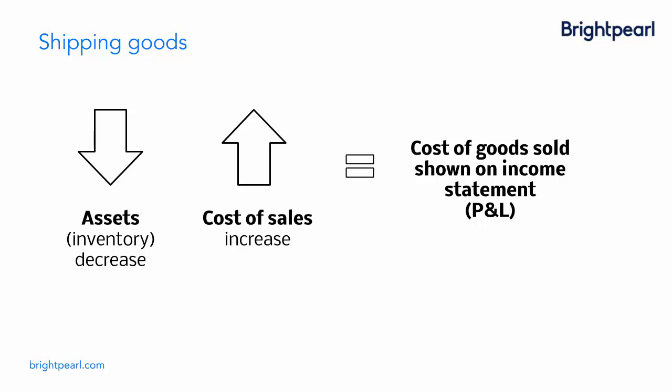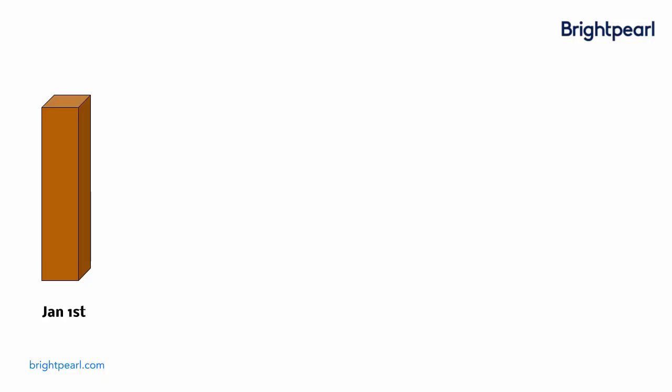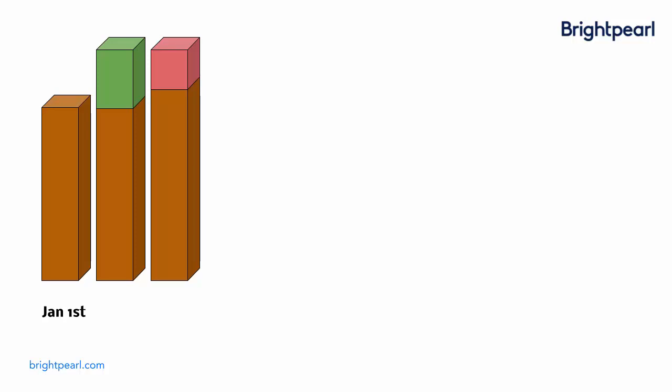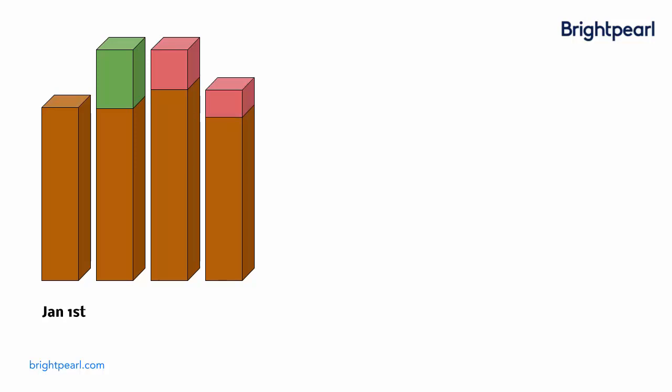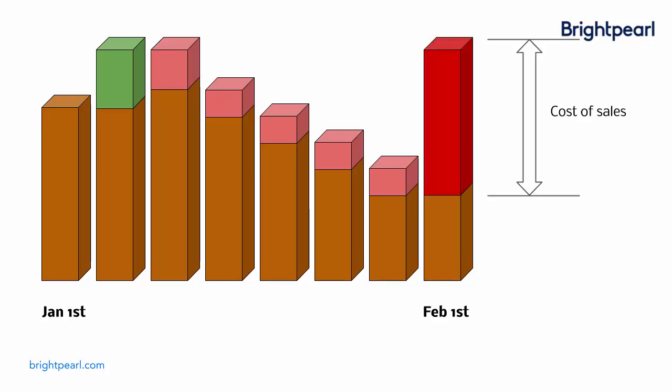Now, the timing of these changes, when they're recorded, depends on which method of accounting you've chosen. There are two methods of accounting for inventory, called cost of sale and periodic. First, let's look at the cost of sale method. This records increases in assets as soon as inventory is received, and decreases in assets as soon as goods are shipped. You get a cost of sale accounting entry for every single goods out shipment, which lets you see exactly how much profit you're making at any time you choose. At the end of the month, the total cost of goods sold is simply the sum of individual entries.